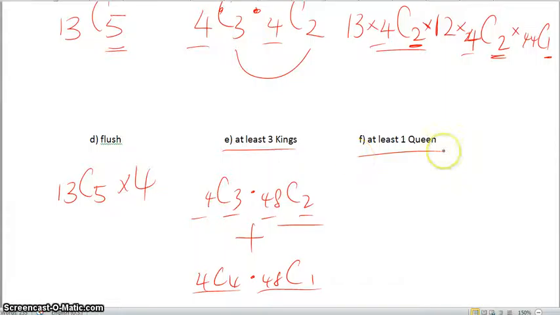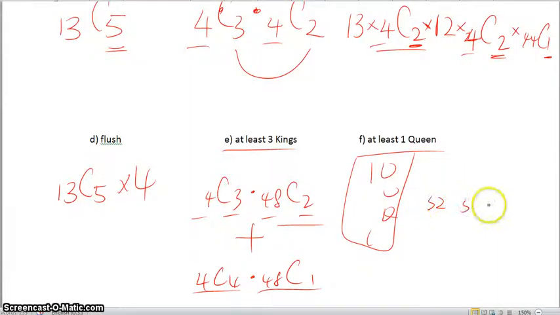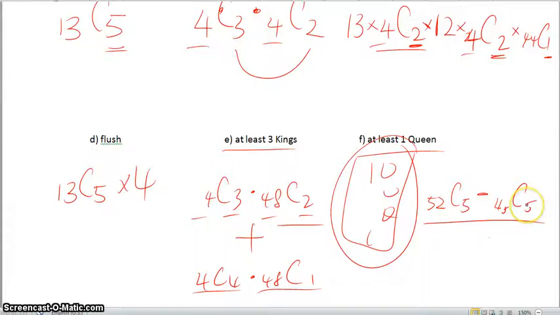At least 1 queen. You can do either 1 queen, 2 queen, 3 queens, or 4 queen. That at least 1 queen. But that's very long. How about the opposite, which is no queen? And then we can do the opposite. First, no restriction. 52 cards, choose any 5. And then take away the case when there's no queen. While queen, non-queen is 48, non-queen, you choose 5. So which means no queen. So this will give you the same answer as in you do the 4 cases.